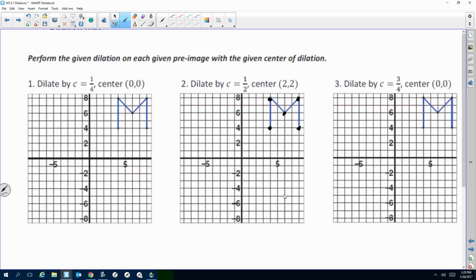Now, start off by plotting your center, which is 2, 2. I'm going to label that X, okay? We're dilating this by a scale factor of 1/2. Okay, our C, our scale factor, is 1/2. First, find your slope from your center to a point. So this is up 2 over 2, okay? Then we're going to take half of that. So that now makes it 1, 1, and there is the image of that point from the center.